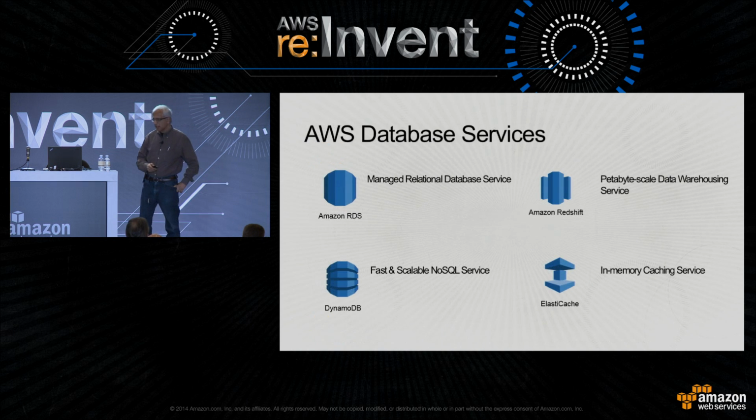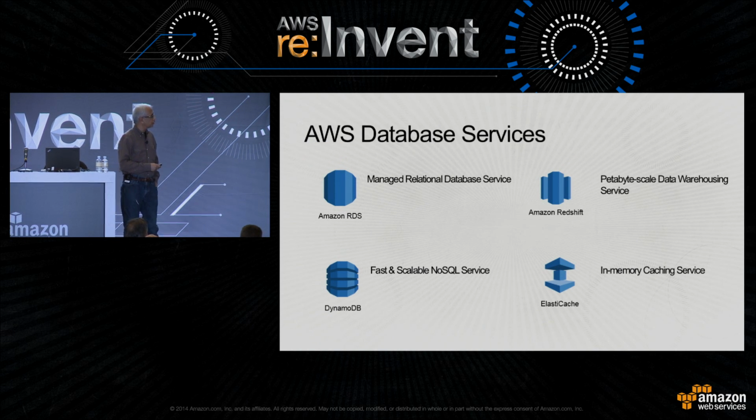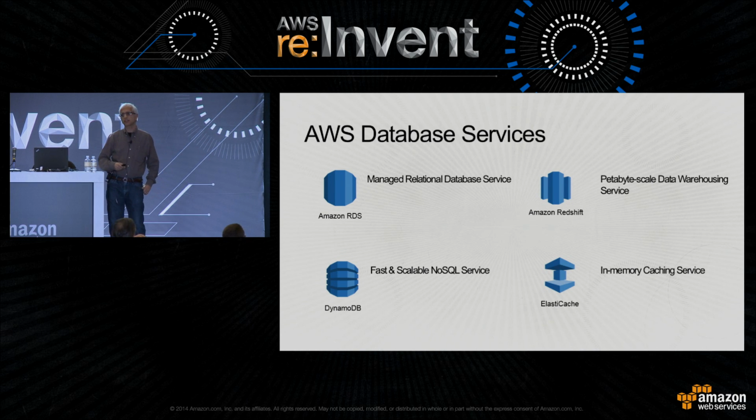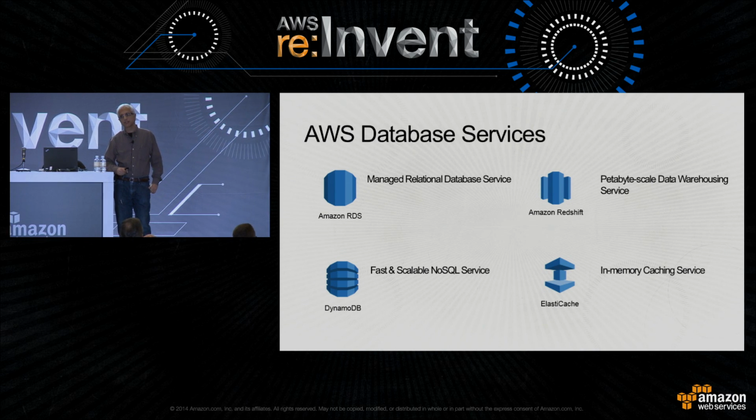So let me start by just listing the 4 services. Some of them Andy talked about at the keynote. Relational databases are used a lot, so we have an aptly, creatively named service called Amazon Relational Database Service, or RDS. We have a service for all the folks who don't want to use relational, so it's called the NoSQL database, which is DynamoDB. And then, of course, we have our petabyte scale data warehouse, which is Redshift.